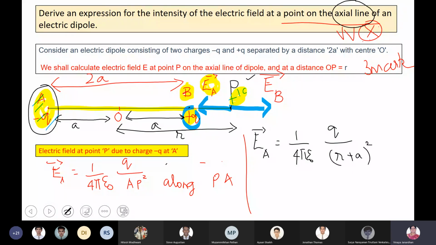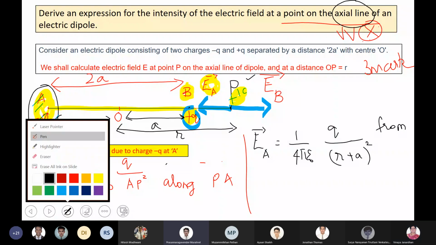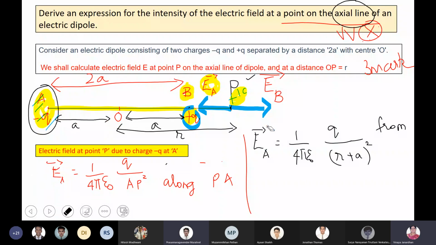Ma'am, over here for EA, you're calculating the vector or only the modulus? Modulus. Okay, ma'am. But still I'll put the direction from P to A. Okay. I'll put the direction from P to A.